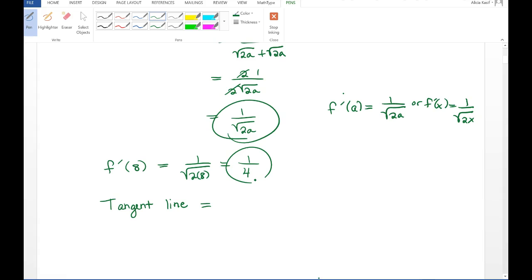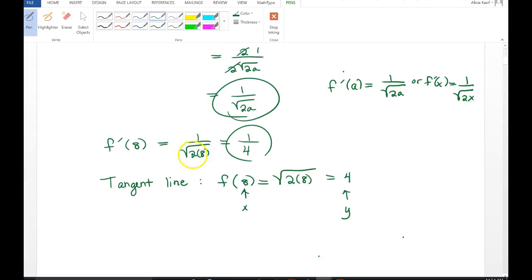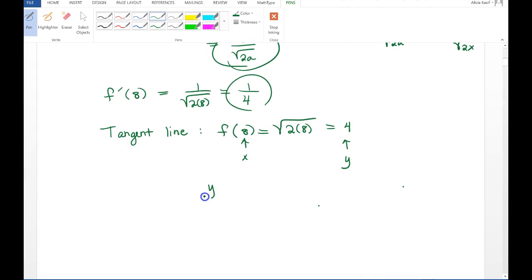y minus 4, because if you plug in 8 into the original equation, which was just square root of 2x, we get 4. So my x coordinate is 8. My y coordinate is 4. So, Max, what did you say the tangent line was? y minus 4 equals 1/4 times x minus 8. Good?